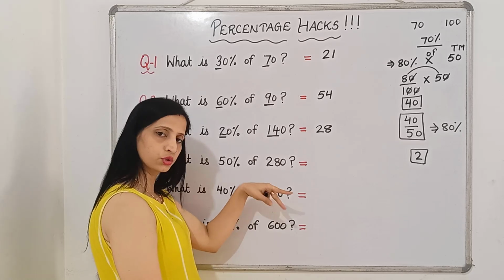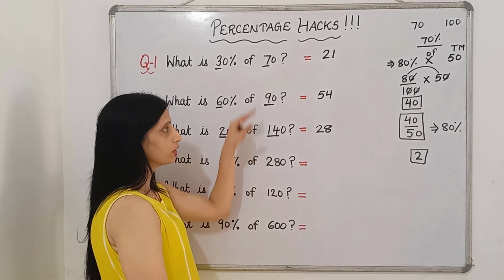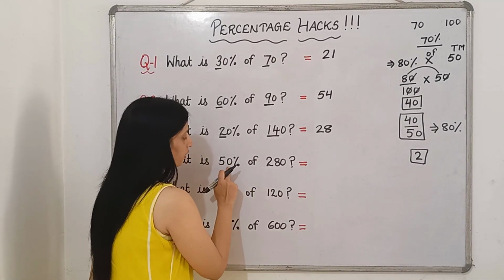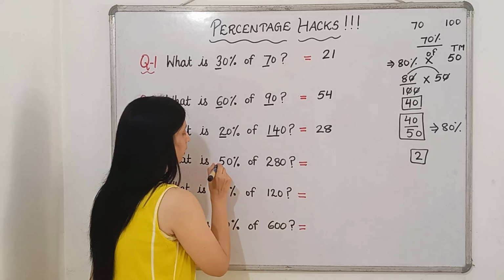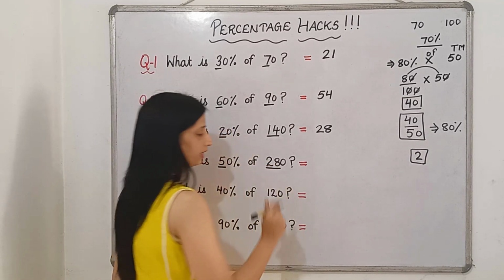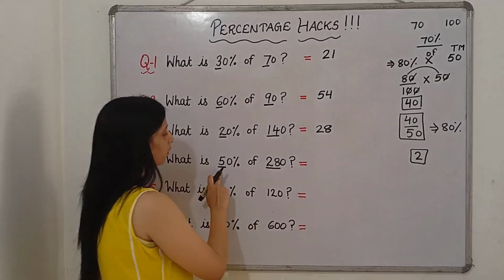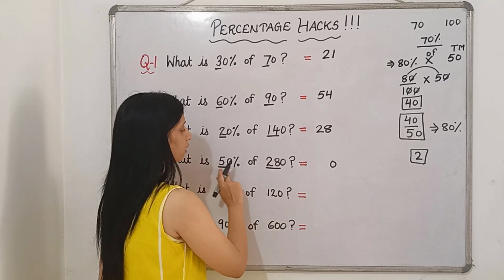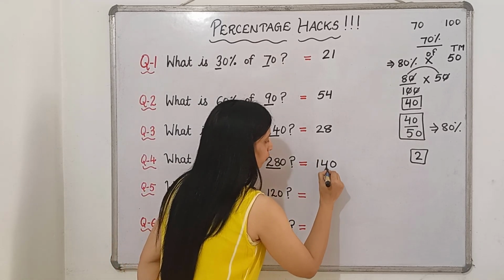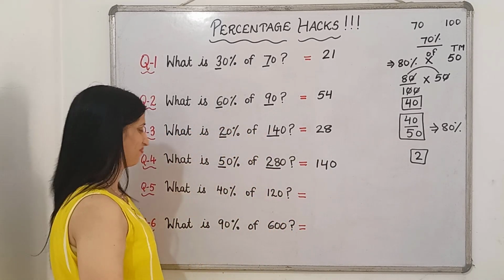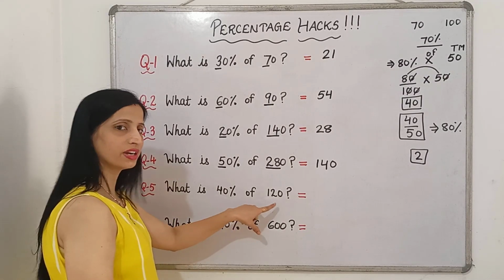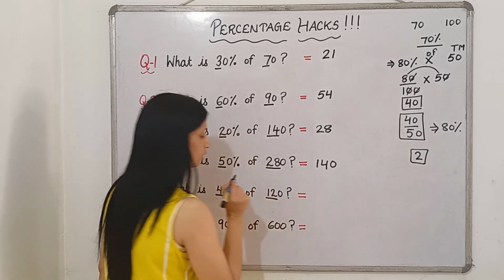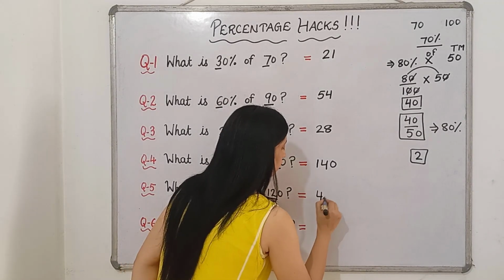Either you can do it by that, or as we are using this method here, we will calculate by this method. After removing these 2 zeros, we will be left with 5 and 28. 28 multiplied by 5. 5 8s are 40. Then 4 we will carry over. 5 2s are 10, and 4 is 14, so 140. Now what is 40% of 120? Again, let's remove these two zeros and multiply the remaining digits. 4 multiplied by 12, 48.